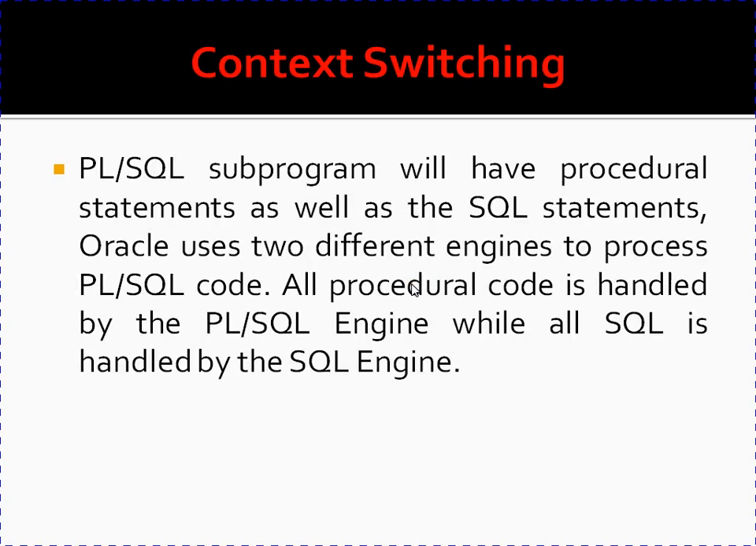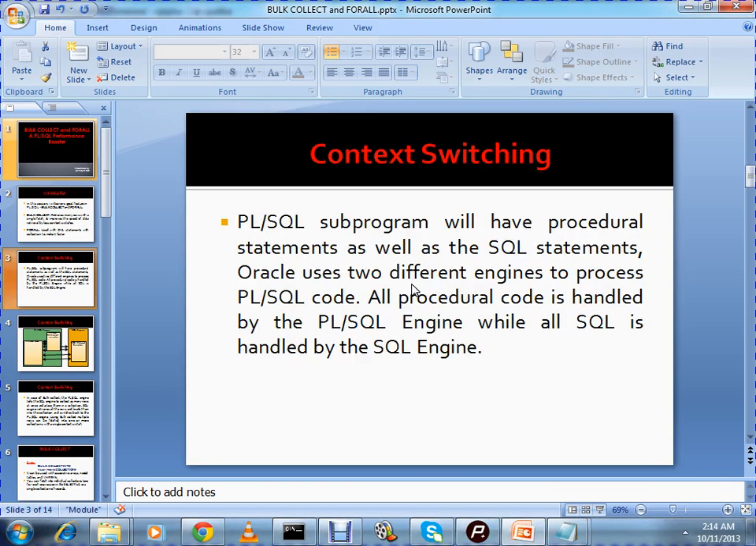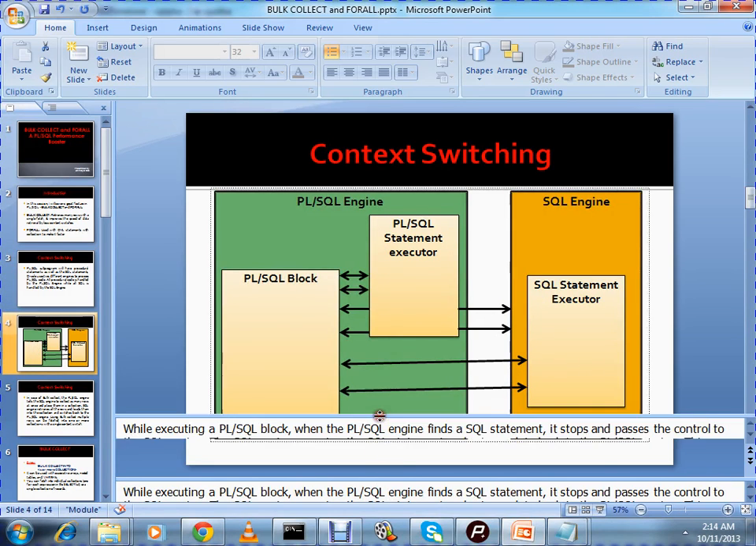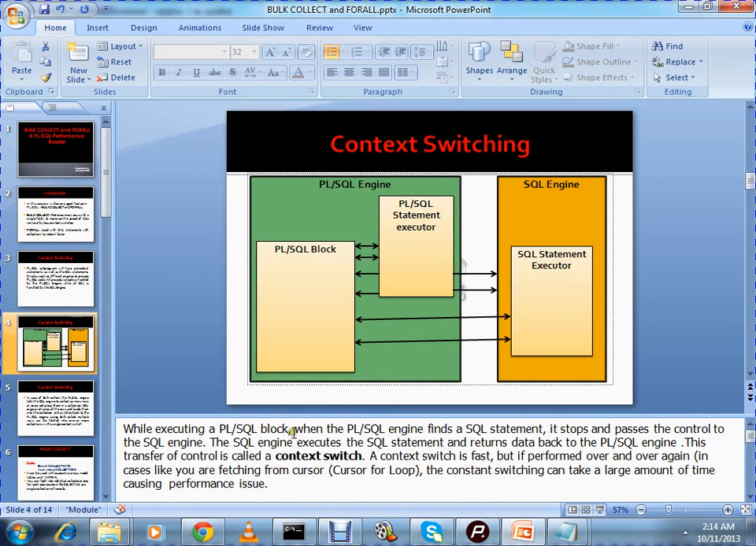A PL/SQL subprogram has procedural statements specific to PL/SQL as well as SQL statements. Oracle uses two different engines to process the PL/SQL code. All the procedural code is handled by the PL/SQL engine, while all the SQL code is handled by the SQL engine. While executing a PL/SQL block, when the PL/SQL engine finds a SQL statement, it stops and passes control to the SQL engine, which executes the SQL statement and returns the data back to the PL/SQL engine. This transfer of control is called context switching.